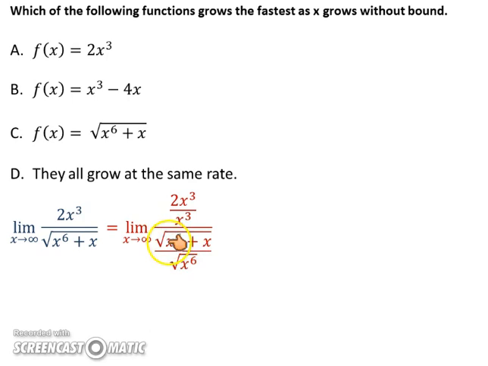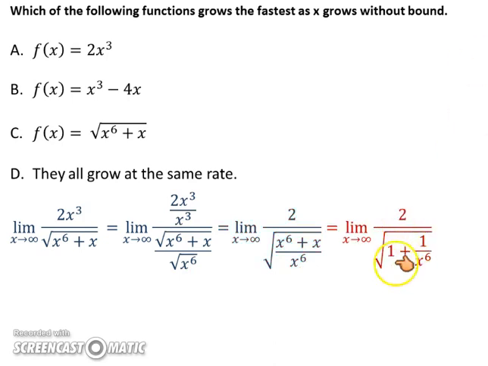And the rule with radicals is if you're dividing radicals, you can just put it all under one giant radical. So we can divide, the x cubes cancel, this looks like one giant radical, and now we can simplify this. So this ends up being 1 and then 1 over x to the 6th. Oh, I'm sorry, that should be a 5.